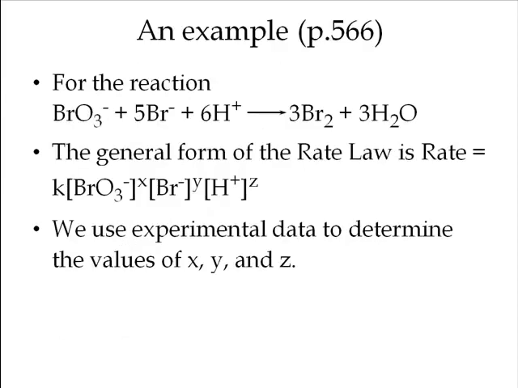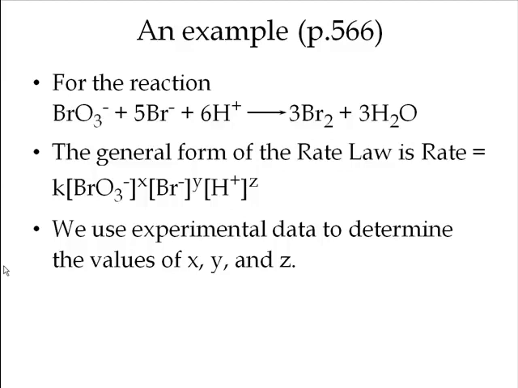So here we go. Well, here's this reaction. We've got bromate plus bromine plus a little hydrogen. So this is acidic. This is a redox reaction, right? It is giving off some bromine and some water. And what we're going to do is we're going to look at this rate law.